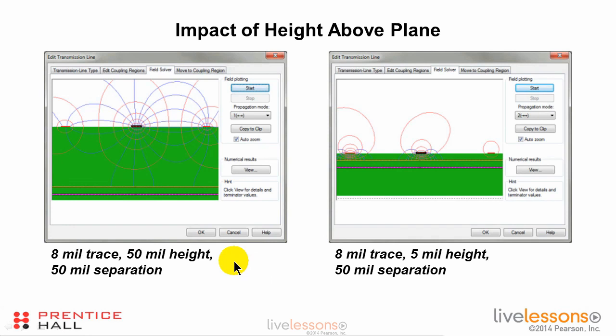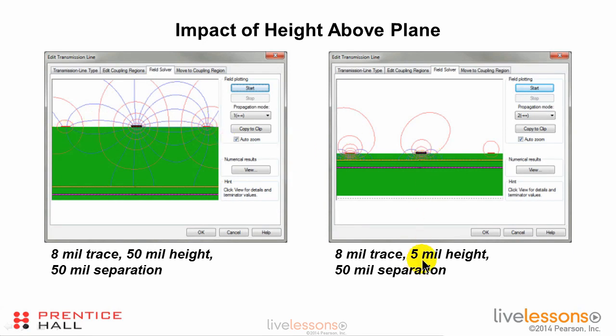In this first illustration, we're going to look at the difference in height above the plane. Here we have an 8 mil trace, 50 mil height above the plane, and a 50 mil separation from adjacent traces. And here's what the electromagnetic field around that trace looks like. And it's all over the place. It's out in the air, it's radiating out to these other traces, and so on.